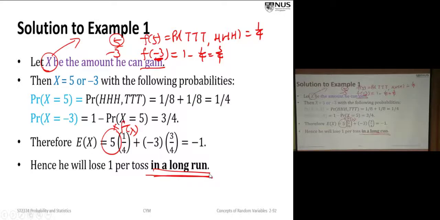This is a term that we use in probability. If you just play the game once, the gentleman can get 5 or lose 3. Only this. But if he keeps playing, then sometimes he gets 5, sometimes he loses 3, but on average, he loses 1 per game. All right?